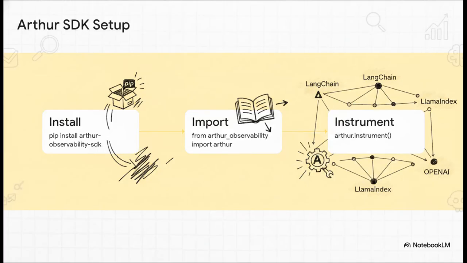Fortunately, setting all this up isn't some massive engineering headache. With a tool like the Arthur Observability SDK, it's actually incredibly easy. We're talking a simple pip install, importing the library, and running the arthur.instrument function. Just those few lines of code, and you automatically get OpenInference tracing across over 30 frameworks, whether you're using LangChain, LlamaIndex, or just OpenAI itself.